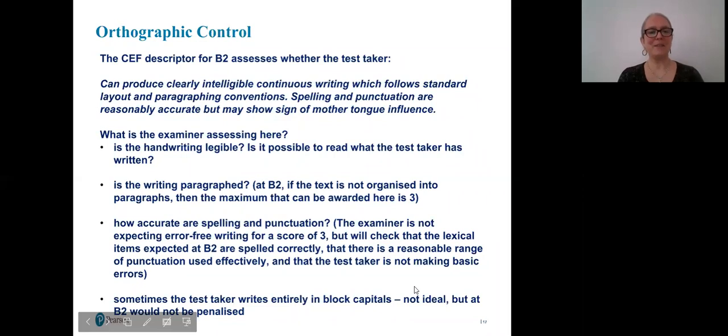One point that I would pick up on is that sometimes we see responses where the test taker has written completely in block capitals. This obviously isn't ideal, but at level 3, I can't speak for any other levels, we would not penalise this, because we recognise, as I said earlier, that somebody may be writing in a different script and that using block capitals might be the easiest way of producing writing that is legible.